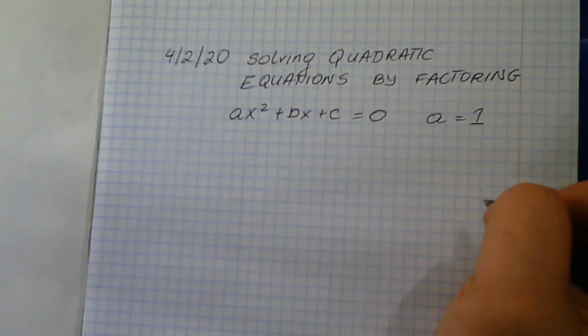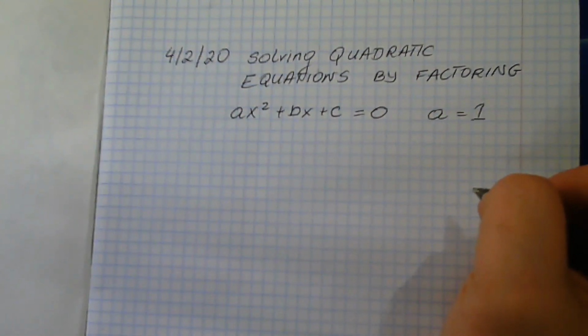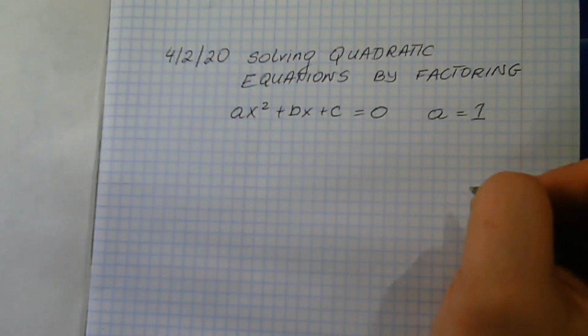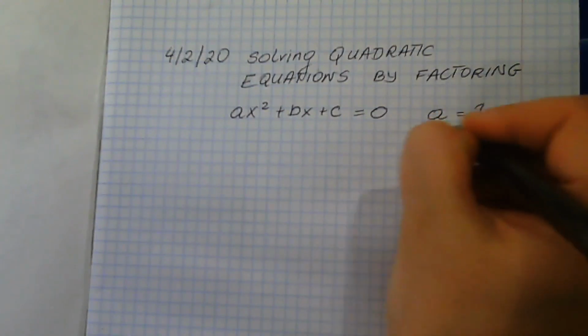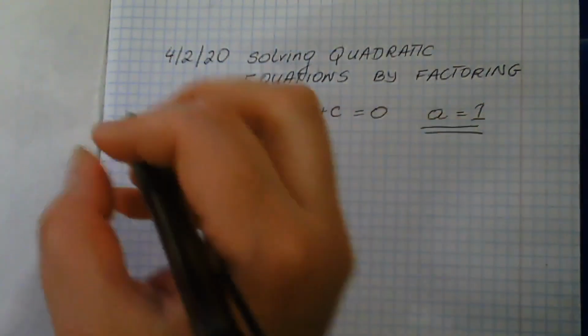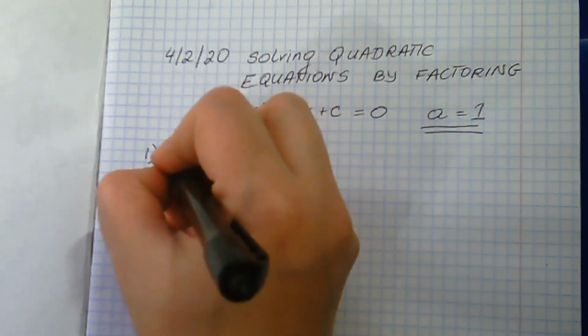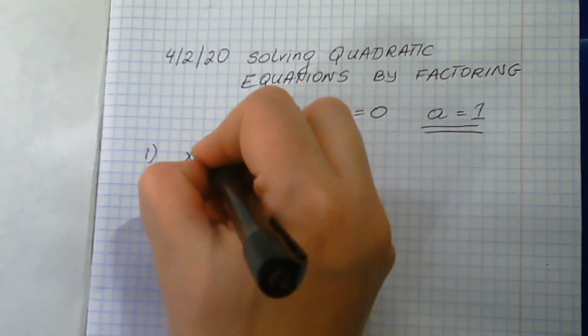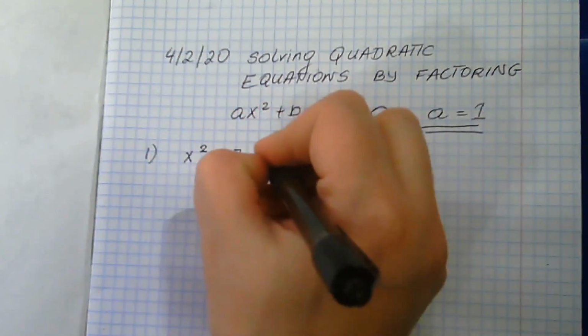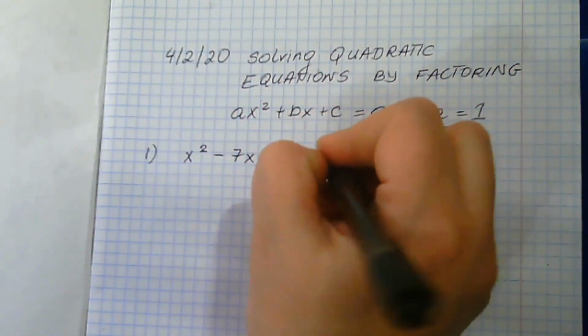I don't know if you remember, but we were creating a rectangular area and finding the sides of the rectangle, but also we were creating a diamond. So in this case, when a is 1, you only need a diamond. So for example, we have a problem like x squared minus 7x plus 12 equals 0.